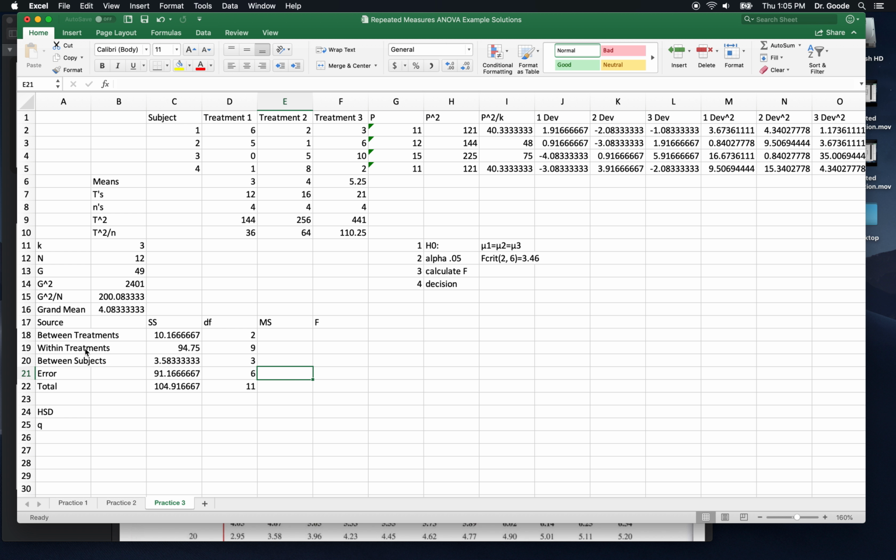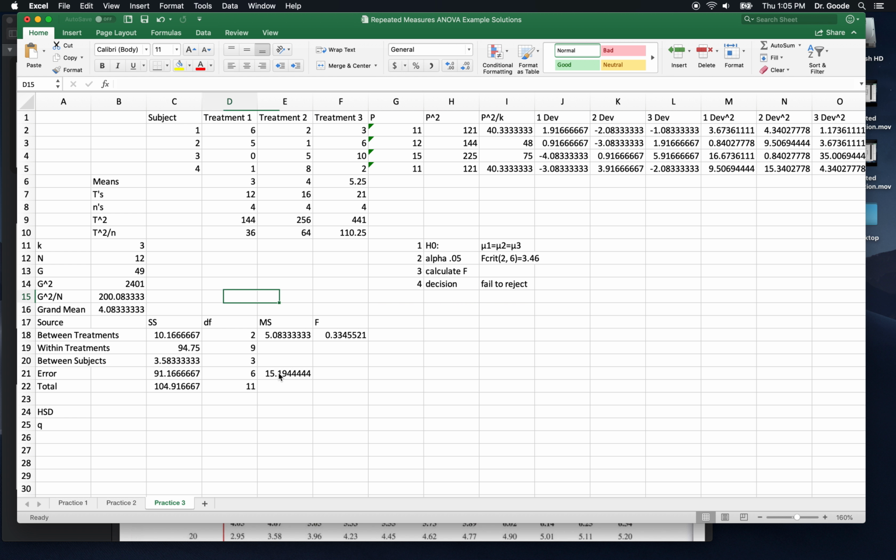And now we can get the mean squares that we want. Sum of squares over degrees of freedom. Same for that. And F then is mean square between treatments divided by mean square error. Ooh, that's small. You know what? When we calculate our F, I think we're going to fail to reject.